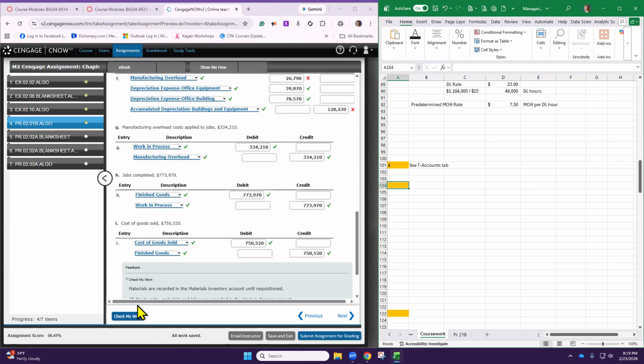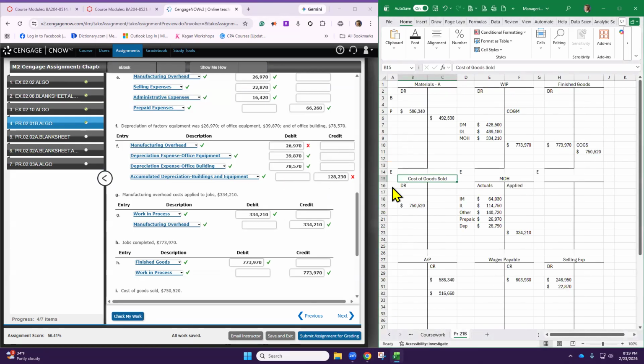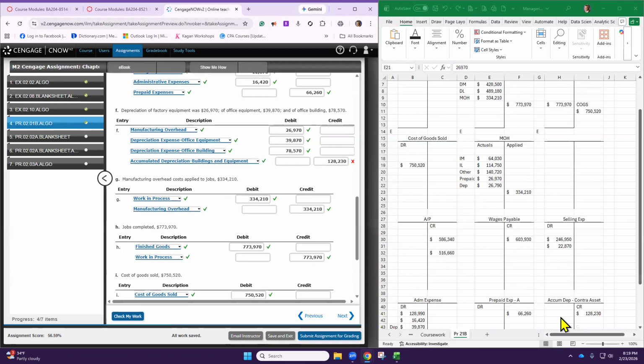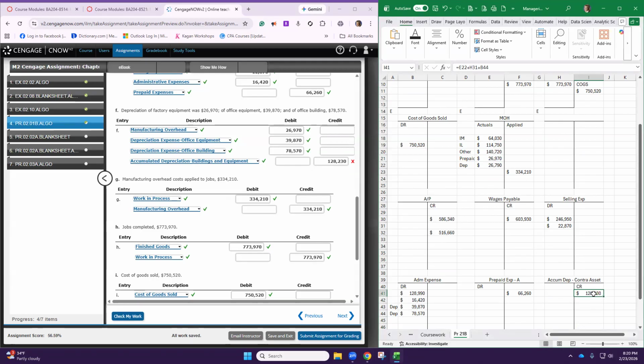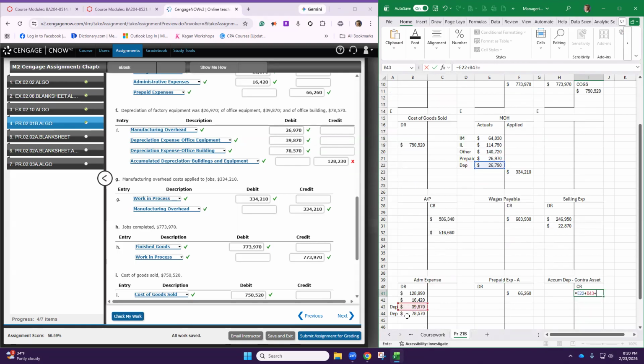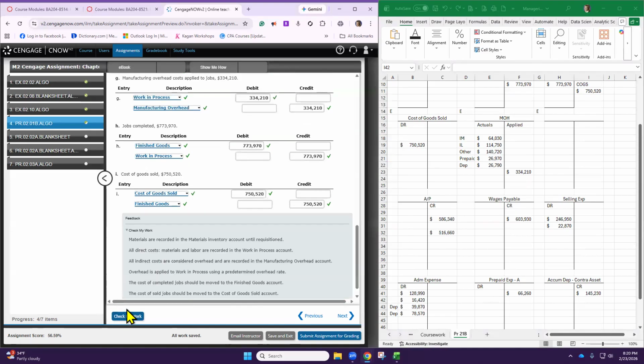Let me see what I did. Oh, I transposed these numbers. Yep, 970. Now let me go back to my tab here, and I probably did that here then. Manufacturing overhead, 26,970. And then that is accumulated depreciation. Let me fix it. So equals depreciation, and then two admin depreciations, and we have 145,230. Sorry about that. Never hurts to double check.